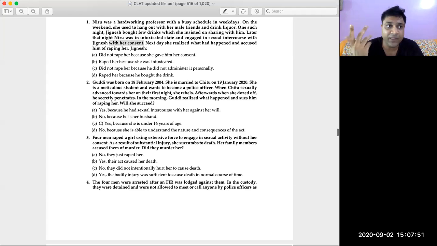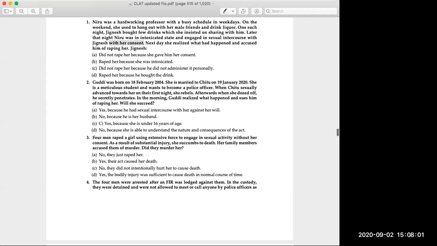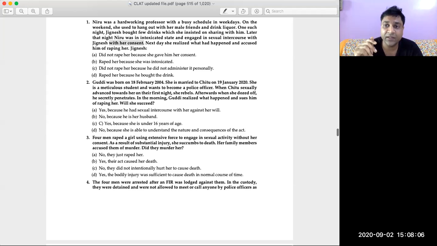For example, a person who is insane. If you go and make a contract with an insane person, do you think it is a valid contract? Of course not. It's an invalid contract. Voidable contracts are those made under undue influence, coercion, fraud, etc.